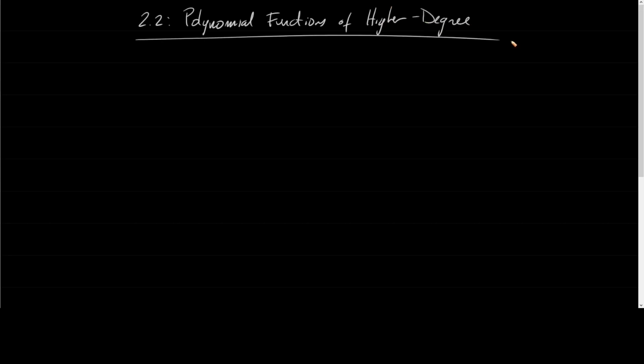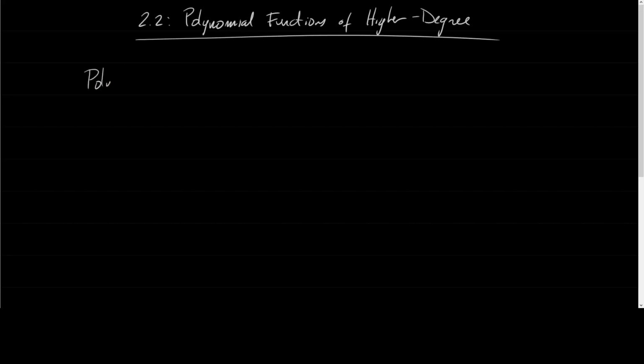This is chapter 2.2, which is on polynomial functions of higher degree. All right. So we spoke about quadratics, right? So what we're talking about here is polynomials, like of third degree or higher. All right. So first, let's look at a couple of different facts here.